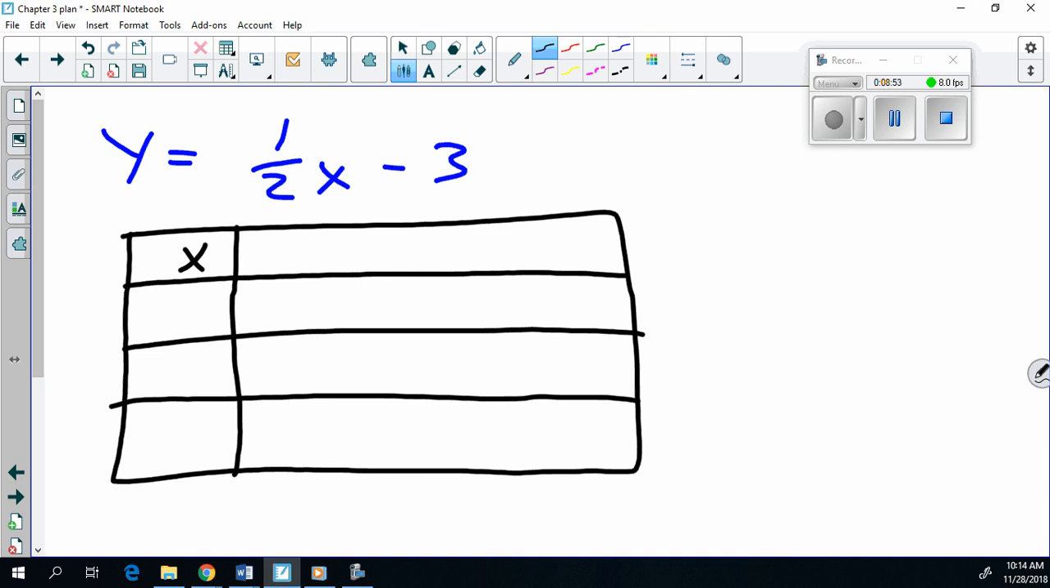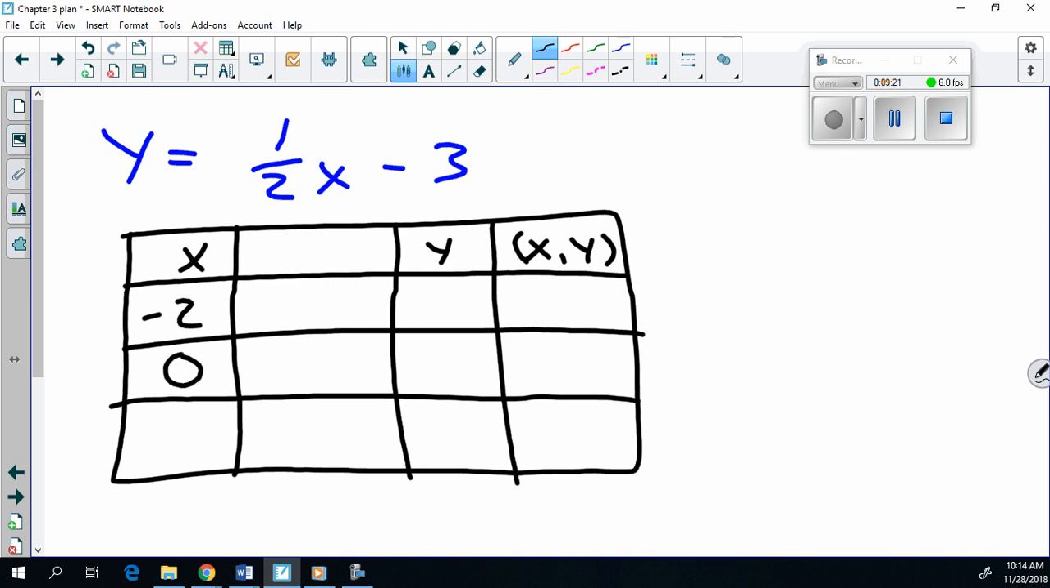My x, my work, my y, and then my xy. Just so, for good measure, I have the points. Okay, so again, if x is 0, sure. I'm going to start with -2, I guess. So I'm going to have x be -2, x be 0, and x be +2. Okay?